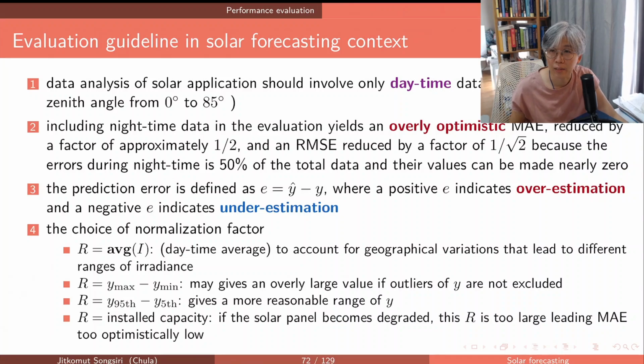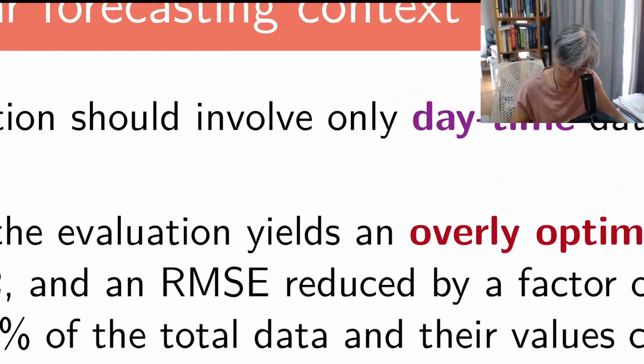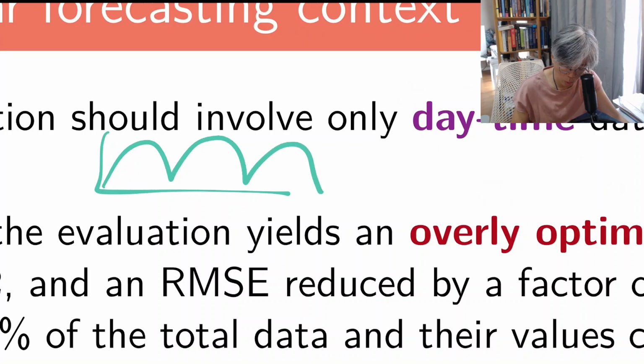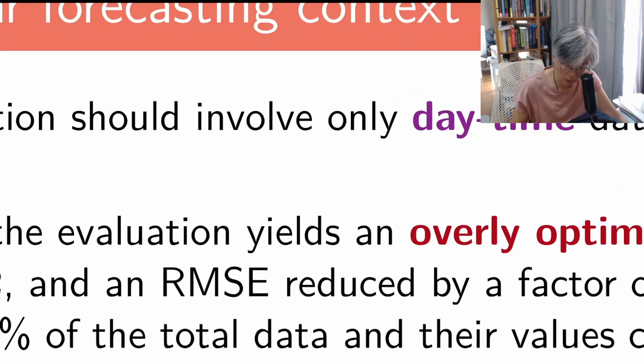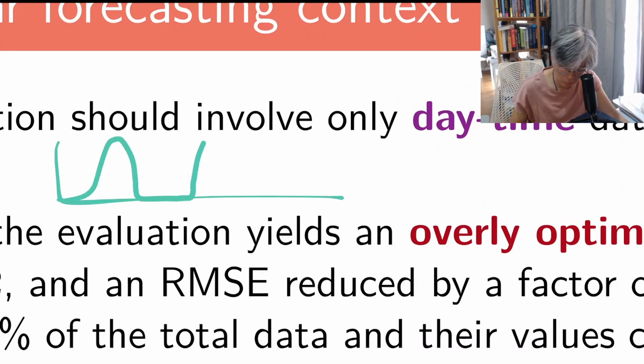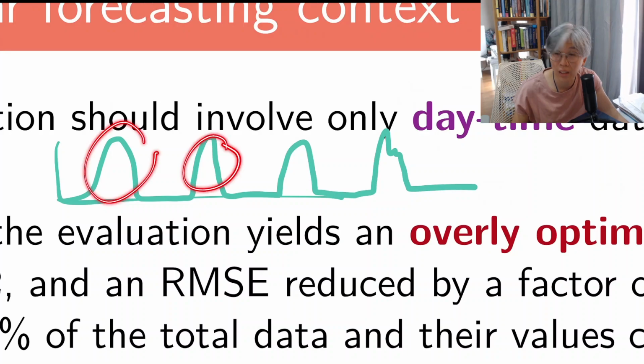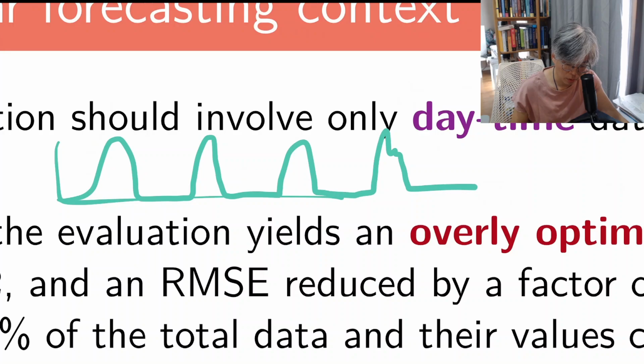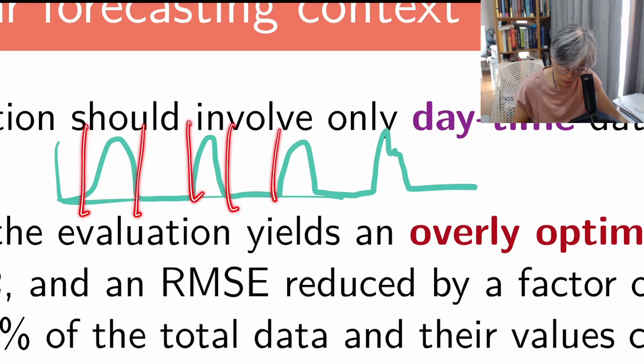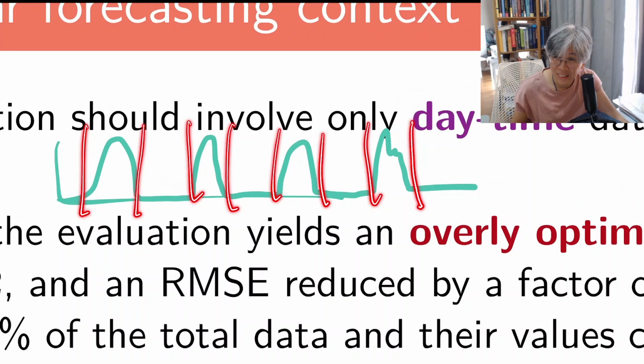We have some guideline for making an evaluation in solar forecasting context. Because the curve of solar power should be something like this. Okay, so it's going to be 0 at night, right? And it's some non-negative value in the daytime, right? And when you perform the forecast, of course, the nighttime is not relevant because everything is 0. So we focus more on the daytime.